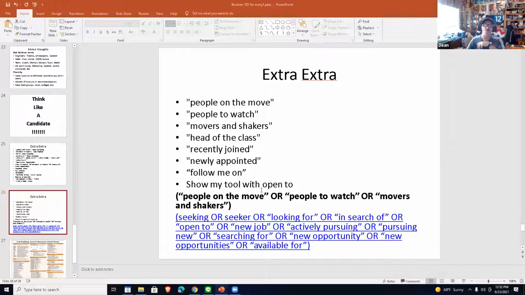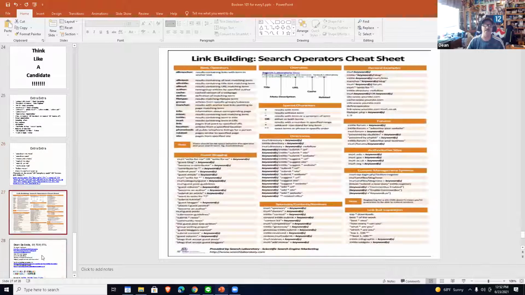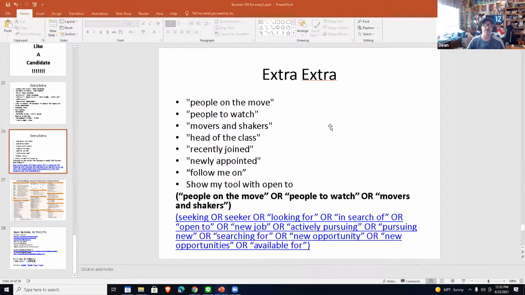Extra, extra, people on the move, people to watch, movers and shakers, head of class, recently joined, newly appointed, follow me on, show my tool with. Okay, this is my own tool. People on the move or people out your moves. Look, seeking or seeker or looking for. This is the type of stuff you would do to find people that might be looking. And here's a nice little link building search operator cheat sheet that can be of help to you, just to let you know.